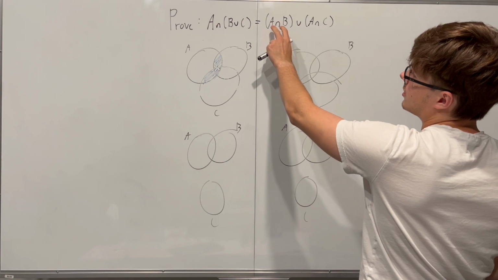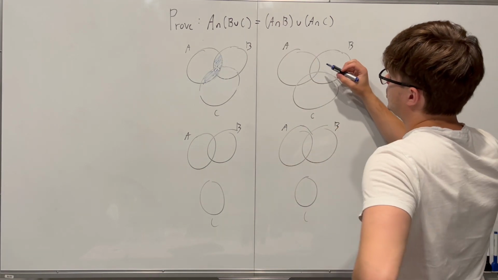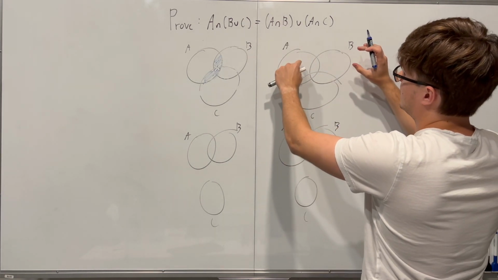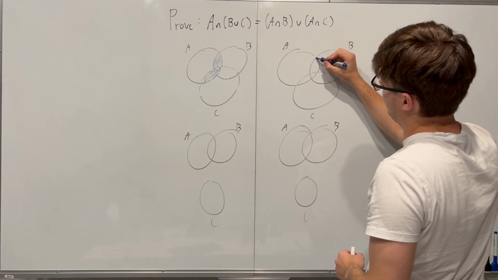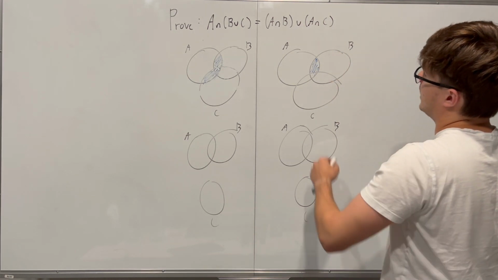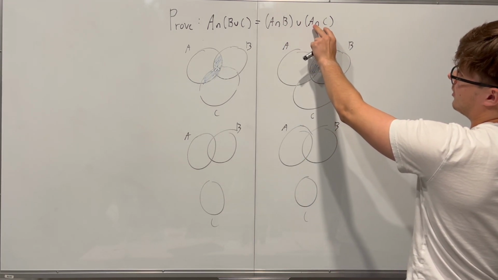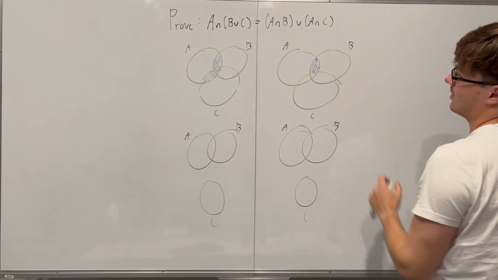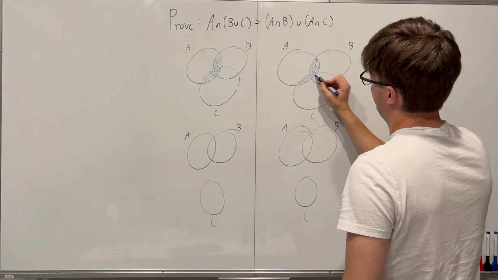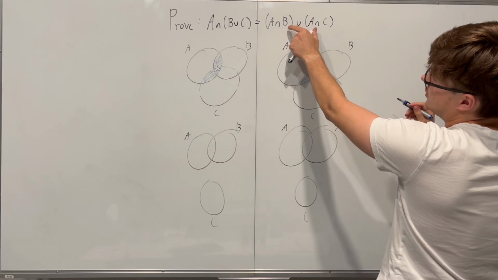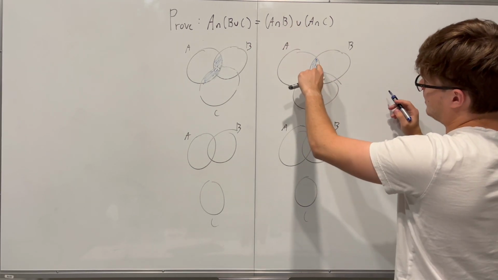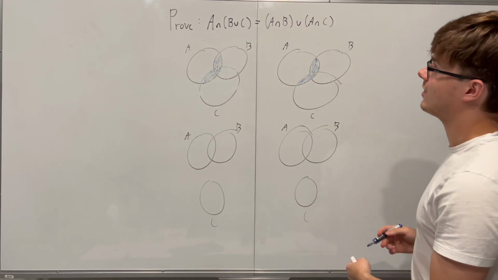We want to look at first A intersect with B. So what part intersects between the sets A and B? Well, it's going to be this shaded-in area over here. Fantastic. And then we're going to separately want to look at A intersect with C. So what parts have A and C intersect? Well, it's going to be this part here. And then we're going to look at the union of the two, so we want both of those shaded in. And that's true. That looks exactly like the left-hand side.